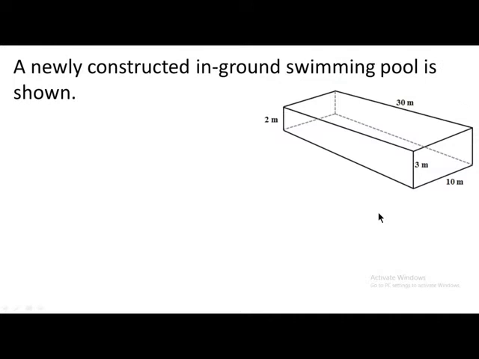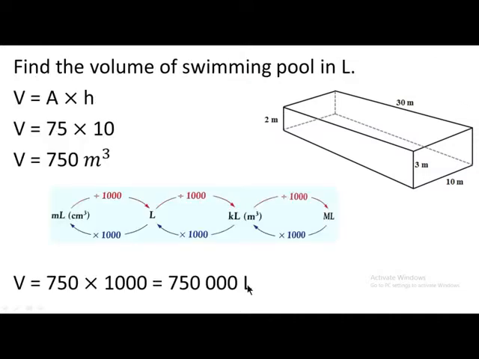Let's jump to the example. A newly constructed in-ground swimming pool is shown here, and also the measurements. Find the volume of the swimming pool in liter, and then the pool is filled using a pipe with a cross-sectional area of 0.05 meter square. How long will this take if the water flows through the pipe at 2 meters per second? So we're going to find the solution from the first question.